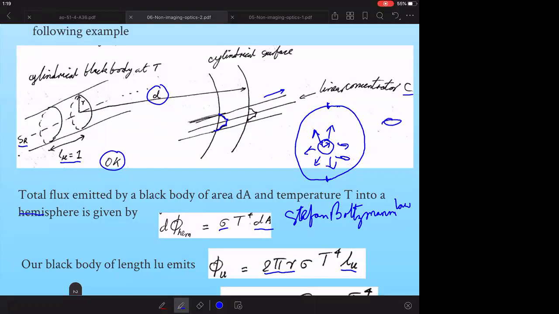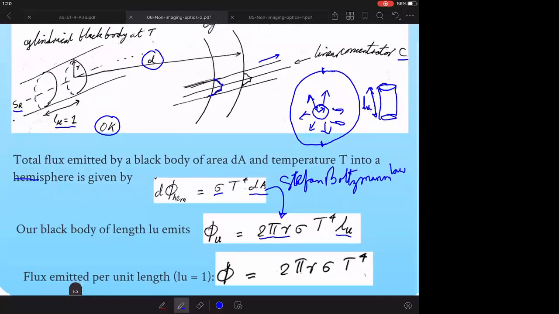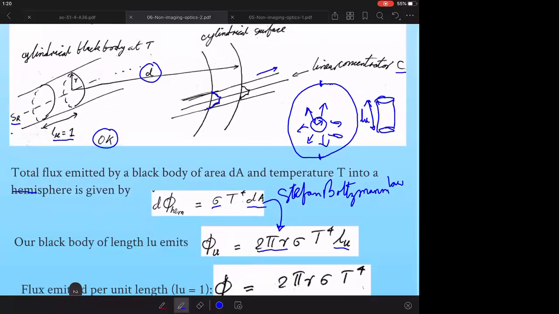So it's like a cylinder, right? Like this. Now we're going to say Lu is 1, so it doesn't matter. But 2 pi r is the surface area of the cylinder. That is this dA. Okay. Now flux emitted per unit length, like I said before, we're going to set Lu equal to 1. So you get this nice expression, 2 pi r sigma T raised to 4. That's what's coming out of the source.